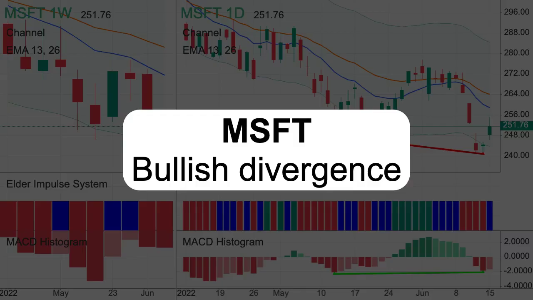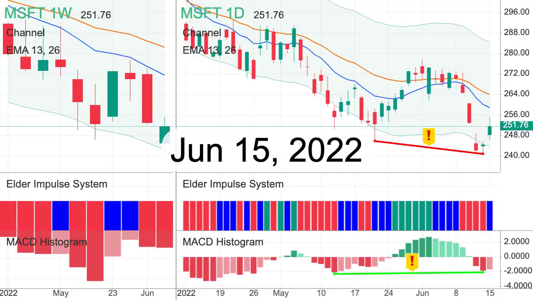Let's consider the stock of Microsoft Corporation. On June 15, 2022, a bull divergence formed in a downtrend. This is a strong buy signal. There is a first light bar on the histogram. Are you ready to submit a buy order?